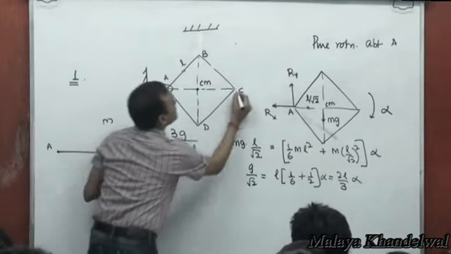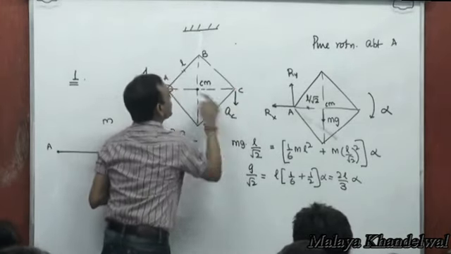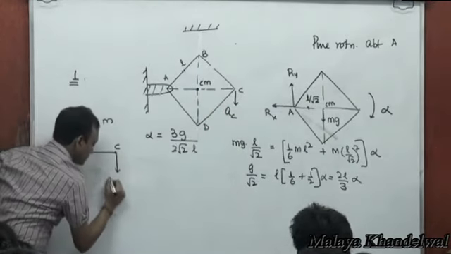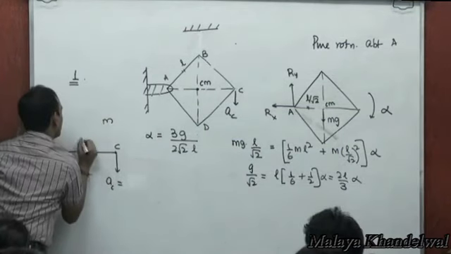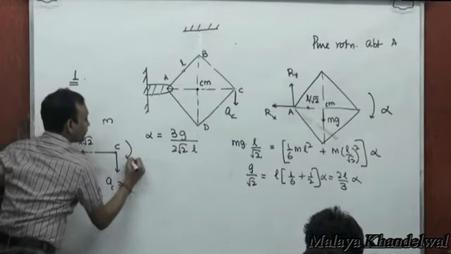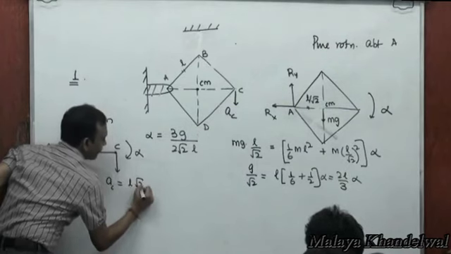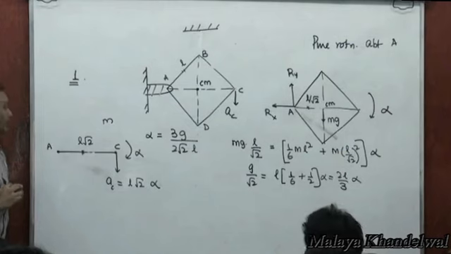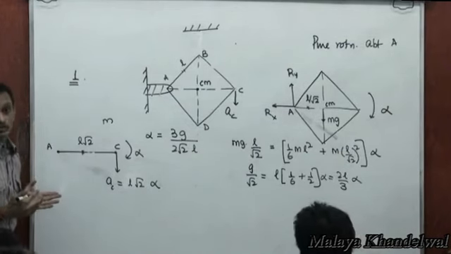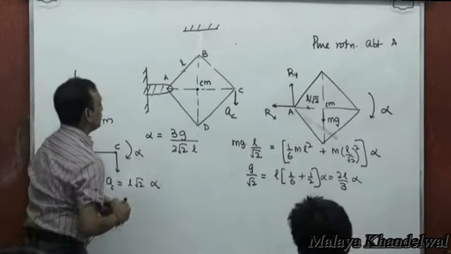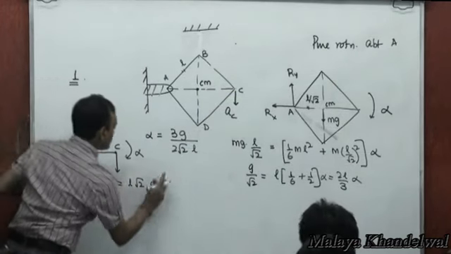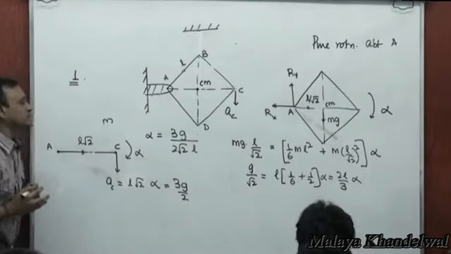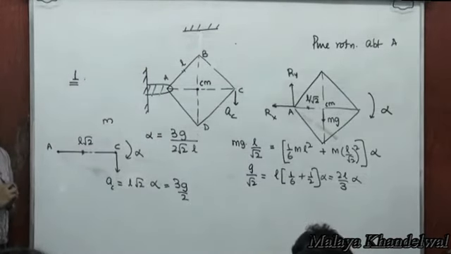So the acceleration of C will be perpendicular to the radius, will be L root 2 alpha, right? That's going to be L root 2 alpha, which is like 3g by 2. 3g by 2 meters per second square, right?